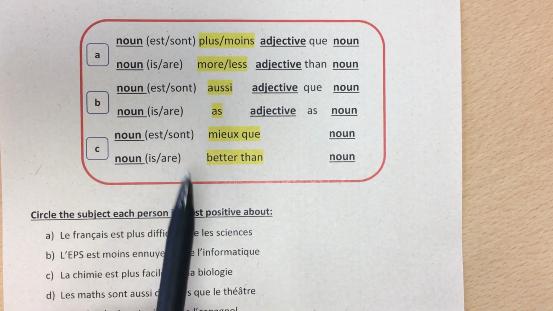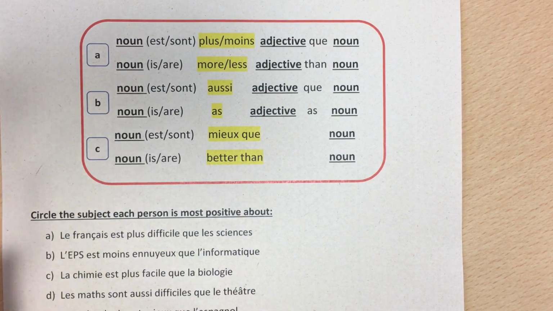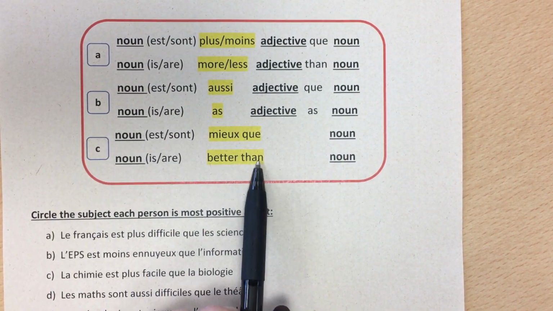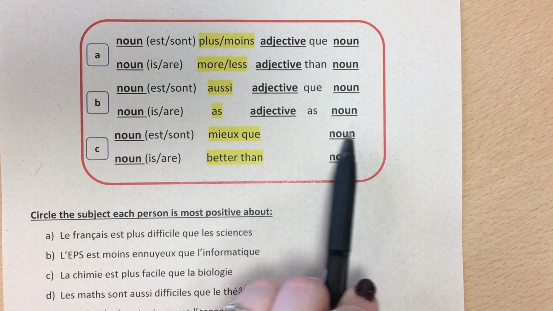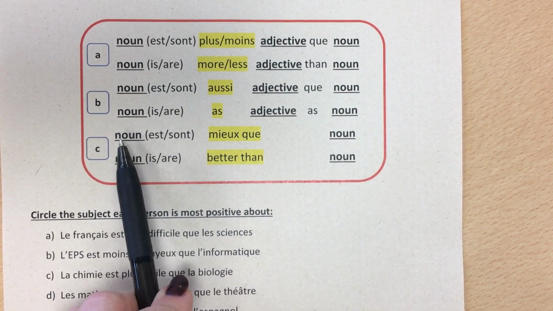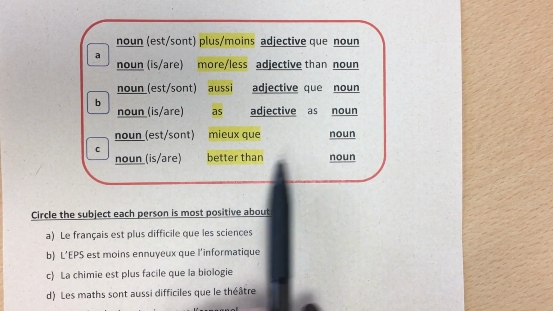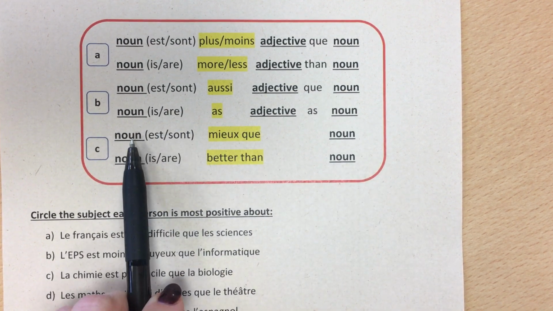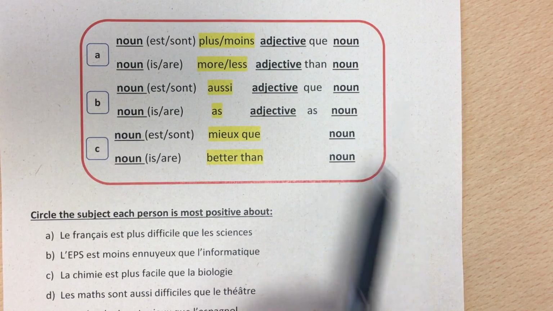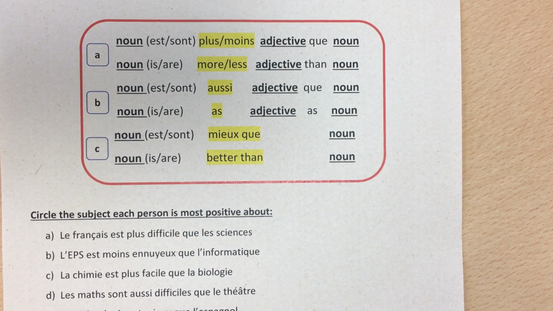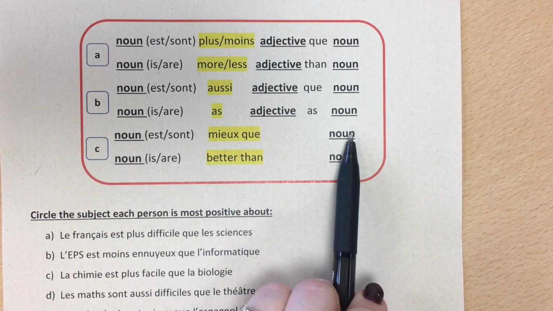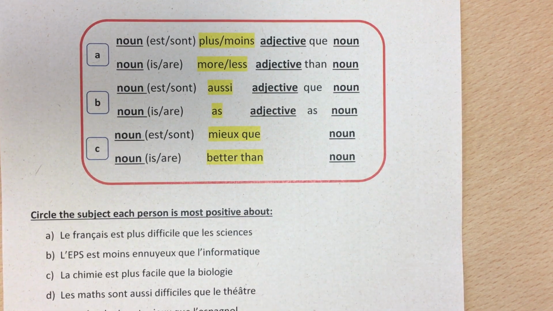The final comparative structure that we're going to be looking at in today's video is using the phrase better than. And again, we just take our two nouns and we say noun is better than noun. So let's think. We could say geography is better than history, or we could say a jumper is better than a blazer. There are so many different ways we can use these comparative structures.